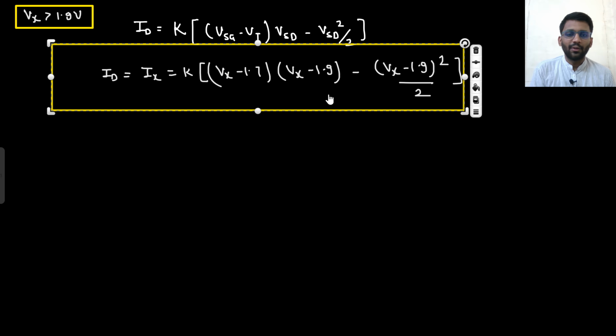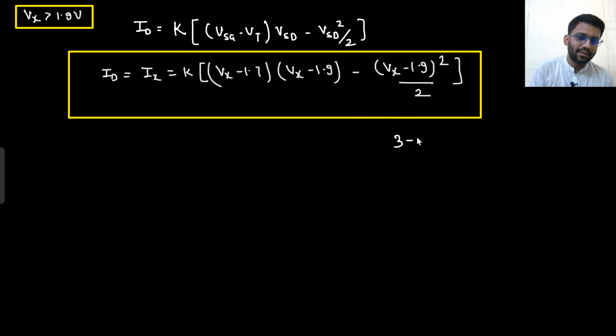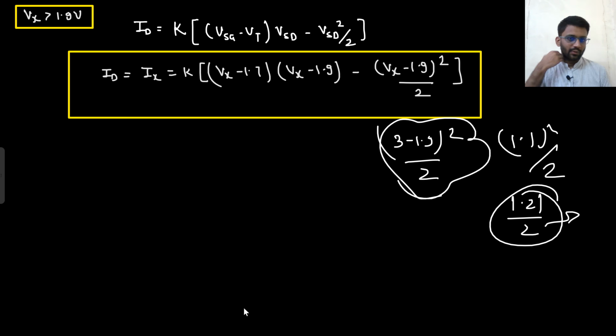Here you cannot even ignore any factor. Why so? Because if Vx equals 3 volt, then this will become significant. If Vx is equal to 3 volt, this will become significant because 1.1 square by 2, 1.21 by 2, is a significant value. So you cannot ignore it.